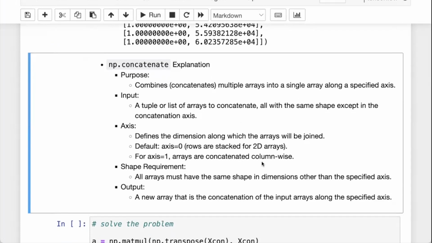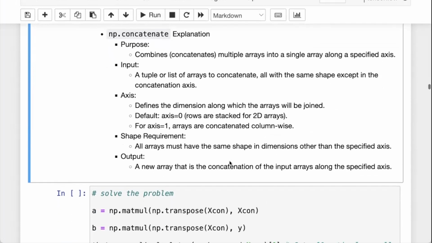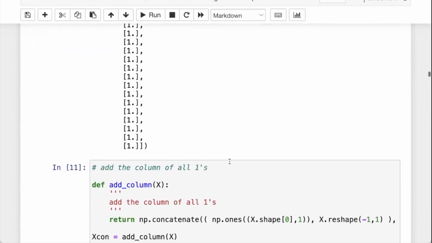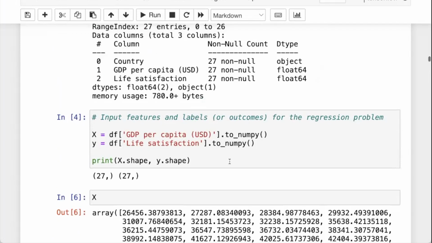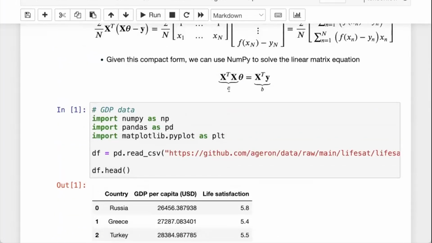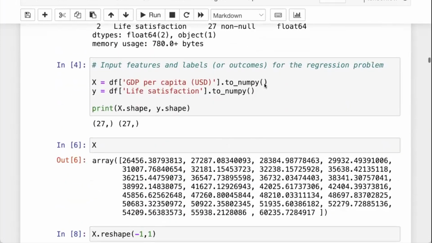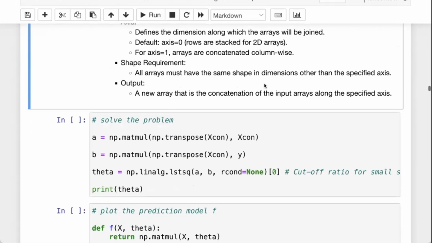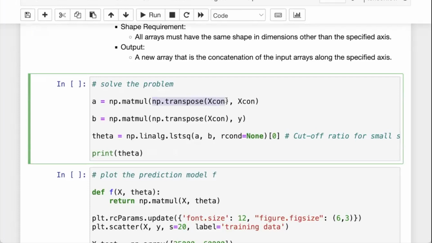And here I have some extra information for you if you want to know exactly how np.concatenate works. With this in mind, let's go back to what we had here. Here we have A, which is X transpose X, and we can do this in NumPy using matrix multiplication. And then we have X transpose times Y as being B, which is on the right side of this equation. Remember, this X should be the one that is concatenated with the vector of all ones. And then B is just X transpose Y.